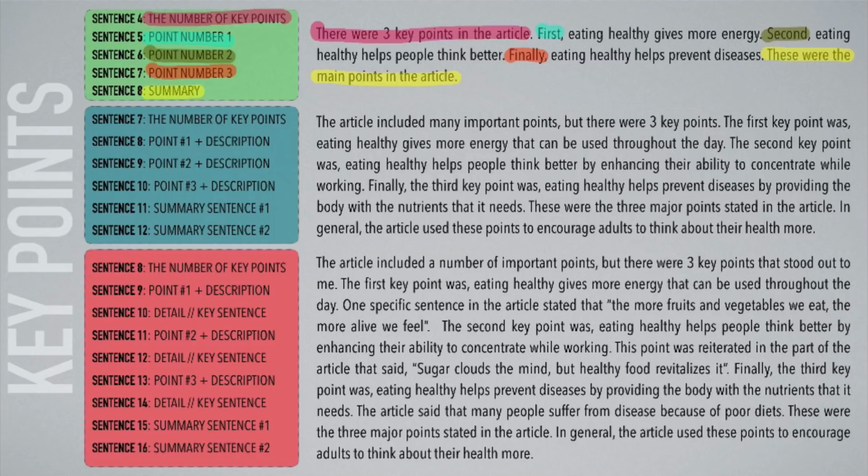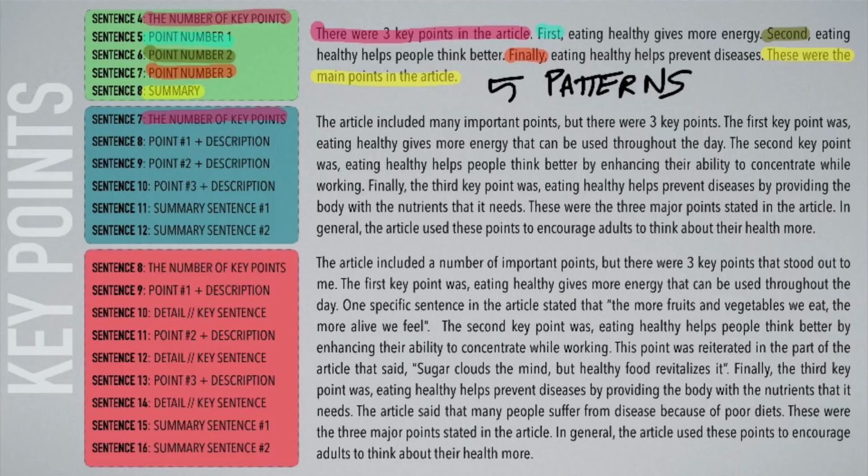Okay, so for the second section of the beginner level, the key point section, there are a total of 5 patterns that you will use to write a summary of an article at the beginner level. Okay, let's keep going. This time we're going to go on to the intermediate level. Okay, so the first sentence in this section is the number of key points. It says, the article included many important points, but there were 3 key points.